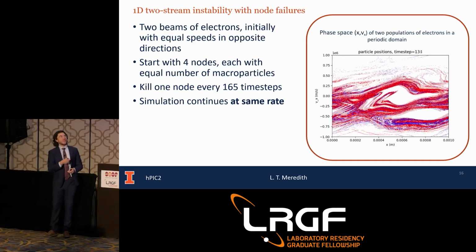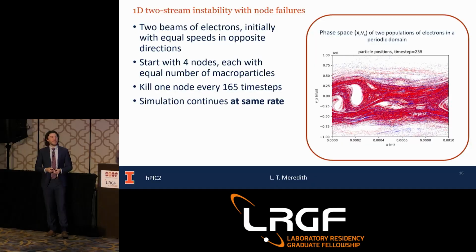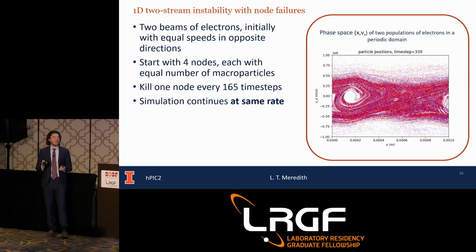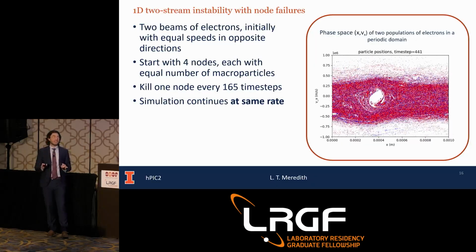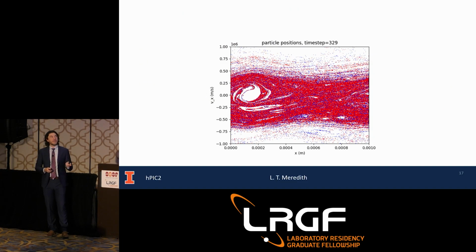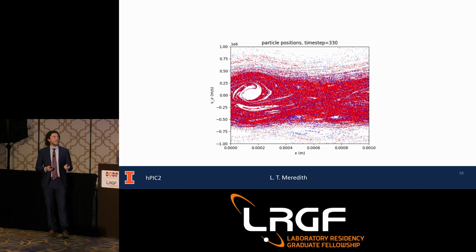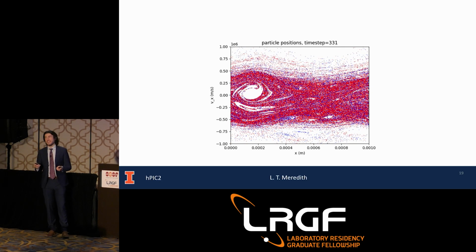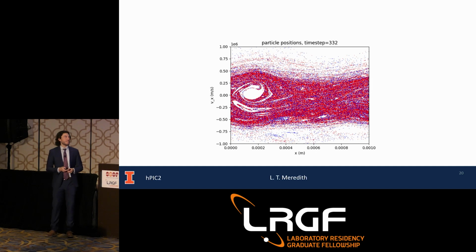And so in this video on the right, you can see around time step 330, and we'll step through this more slowly, but around time step 330, it drastically thins out, but it keeps going at the same rate. So we can step through this a little bit more. This is 2 frames before I kill off one of the nodes, 1 frame, and then you can see it thins out a little bit. There's about half as many particles as we started off with, but it keeps going, no problem.